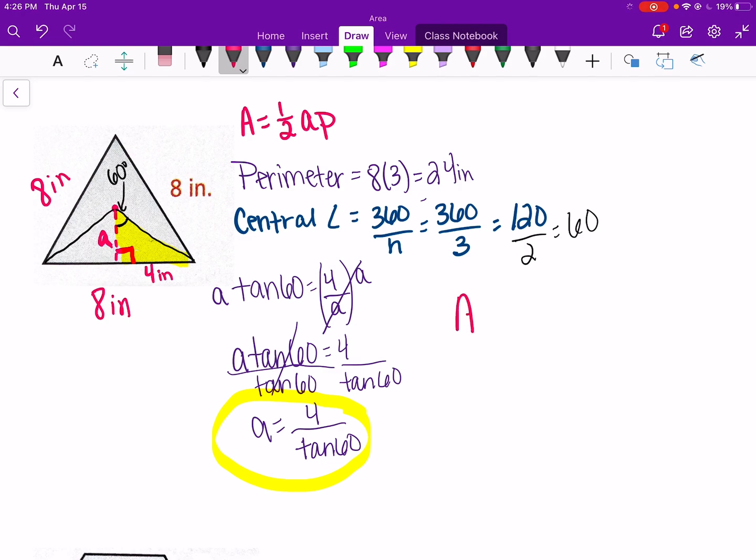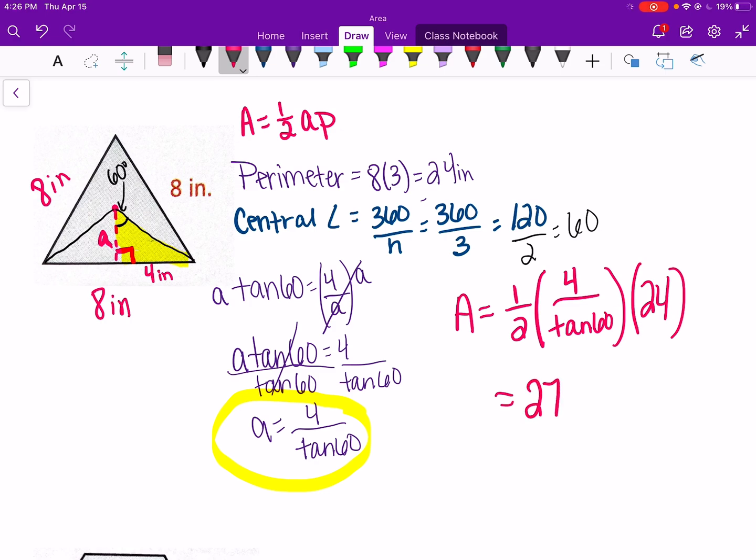And I'm just going to go ahead and solve for the area. So area equals 1/2 times A, which is that 4 divided by tangent of 60, times the perimeter, which is 24. So 1/2 times 4 divided by tangent of 60 times 24 gives us approximately 27.7. And that's approximate.